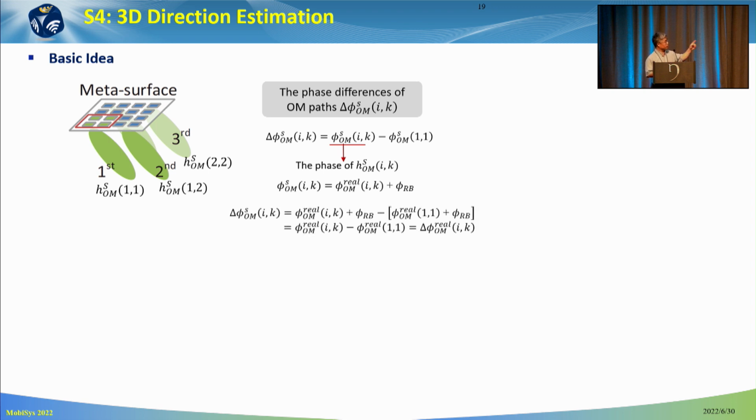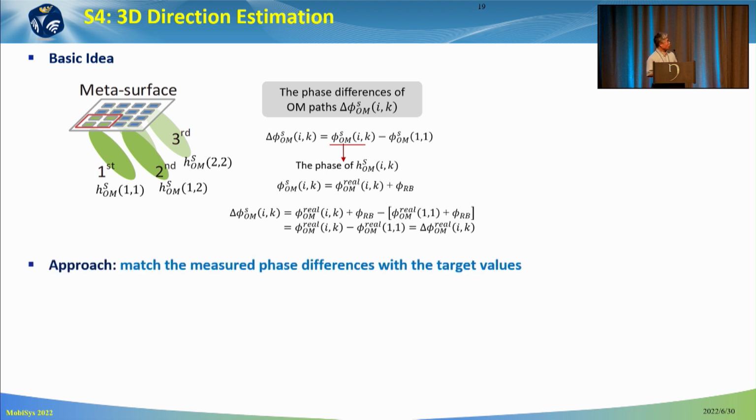Okay? So remember that we set the phi RB the same for different windows. So that's why we take the difference, so that the impact from the beamforming is removed. That's why previously we said we set the same parameter for different windows. So now we have obtained the phase differences between different reflecting windows.